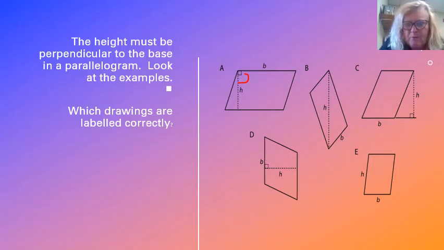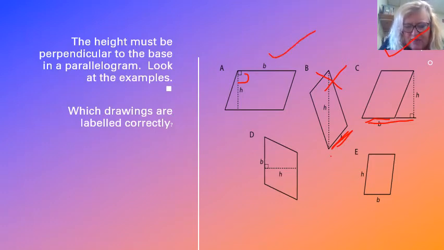B, we have a parallelogram, but it looks like they chose this one for the base. And then is the height perpendicular? No, it is at an acute angle here. It is not perpendicular, so it is not drawn correctly. C, they extended the base. They chose this as the base, but we drew an extension line and then the height to the top of the opposite side. Okay, so the height is indeed perpendicular to the base. So this one is drawn correctly.